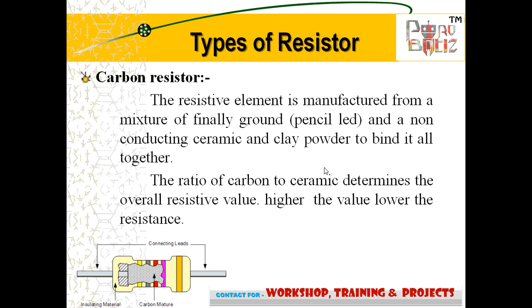Carbon resistor. The resistive element is manufactured from a mixture of finely ground carbon or pencil lead, and a non-conducting ceramic and clay powder to bind it all together. The ratio of carbon to ceramic determines the overall resistive value. The higher the ratio of ceramic, the higher the resistance. These are the two conducting leads, this is the insulating material, and this one is the carbon mixture.